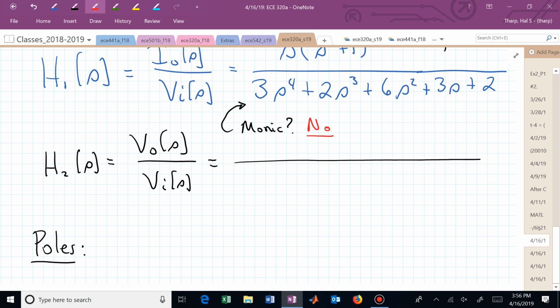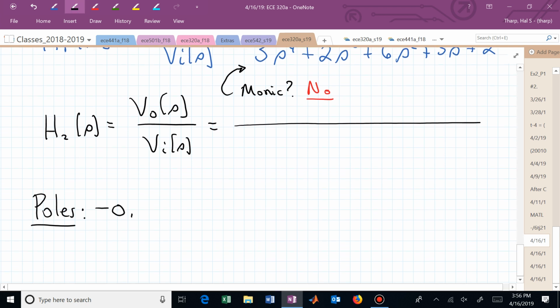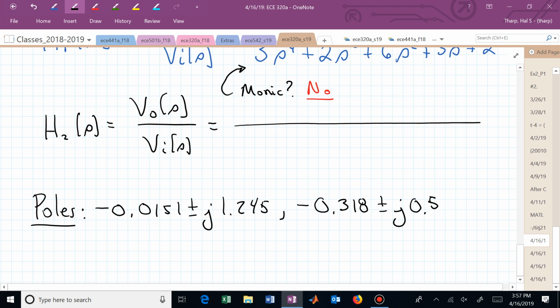But you could still find the 4 roots that cause that denominator to vanish. You can find the finite values of s that cause that to disappear, and those actually become minus 0.0151 plus and minus j 1.245, almost on the imaginary axis. They have a little shift into the left half plane because you have a negative real part for 2 of those poles. The other poles are at minus 0.318 plus and minus j 0.573. Does it surprise you where those poles are located?